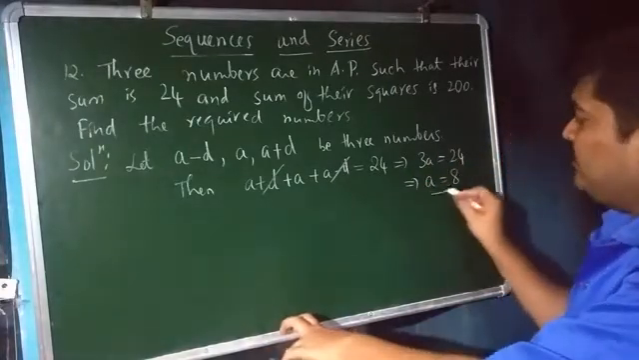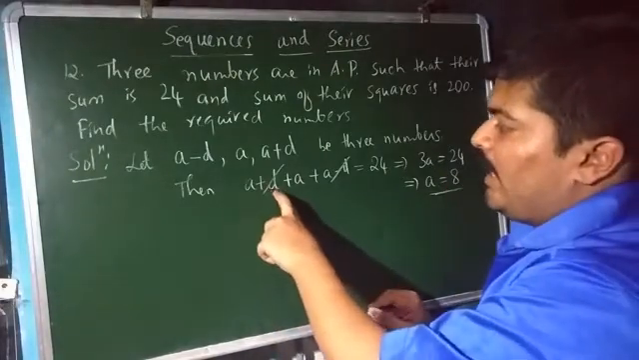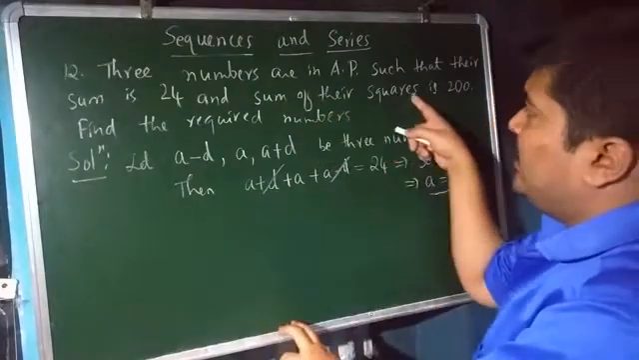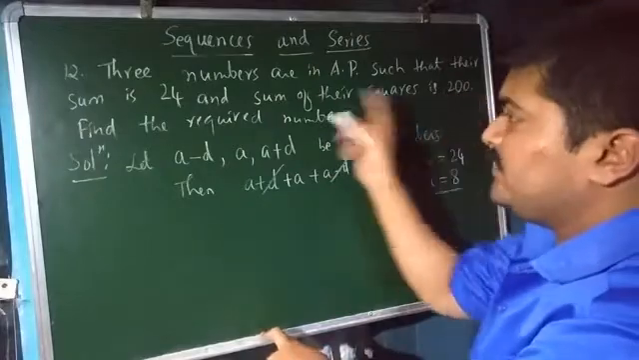This is the middle term of this AP. Here your task is to find the value of d utilizing the other criterion. What have they given? They have given that the sum of their squares is equal to 200.